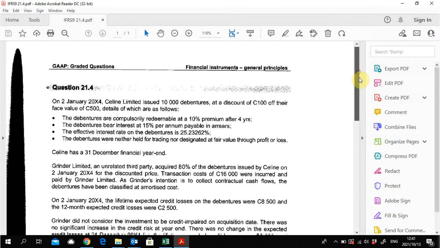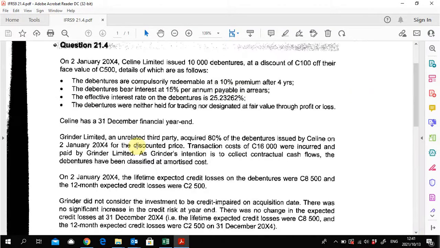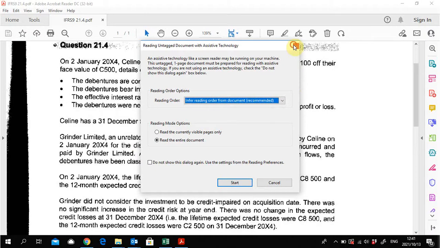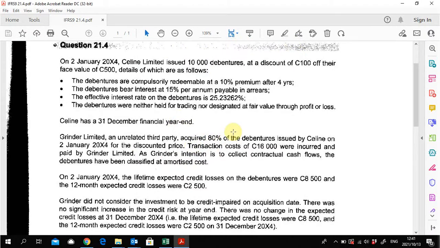For Grindr, they have purchased 80% of the debentures of Celine. So for them, we'll have to do a new calculation, because their present value will also be affected by the 16,000 Rand of transaction cost. So let's see what happens with that one.